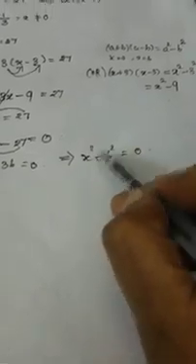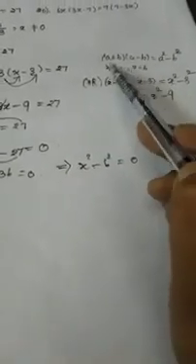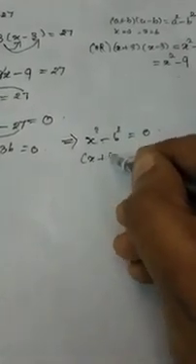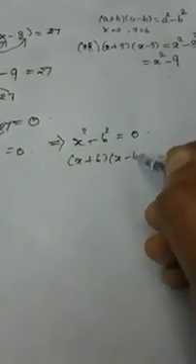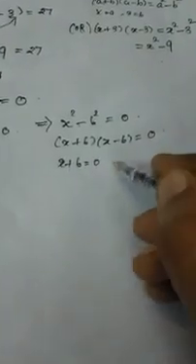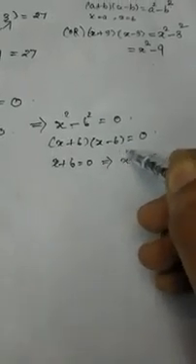So a square minus b square, what is the identity? a square minus b square is (a plus b) into (a minus b). So this can be written as (x plus 6) into (x minus 6) is equal to 0. After we have reached this step, we want to equate the linear factors to 0 separately. So first x plus 6 equal to 0, transpose your 6 to the other side, it becomes x is equal to minus 6.